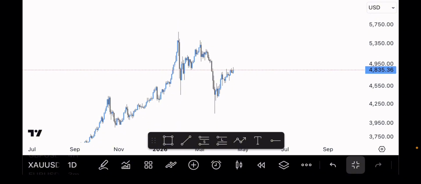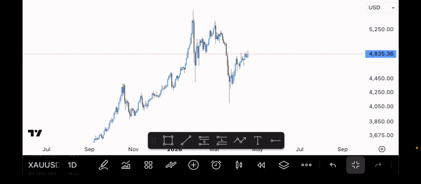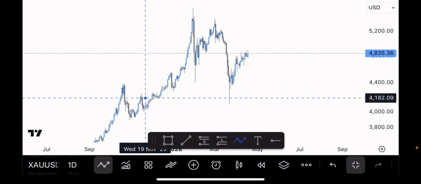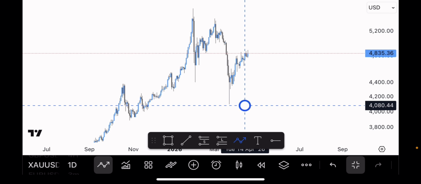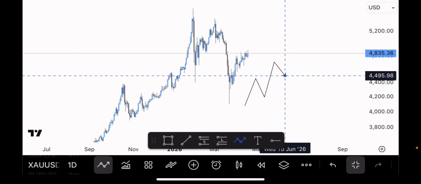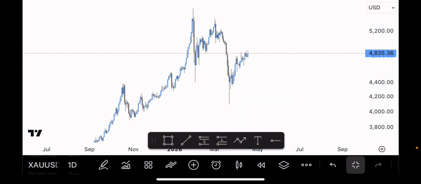On the daily time frame, what was the structure? What was the major structure of gold? So the major structure of gold is going to the upside. If you understand, it's going to the upside. If you say the market is going to the upside, you simply mean the market was breaking highs, which is higher high, higher low, higher high, higher low. So the market is going to the upside.